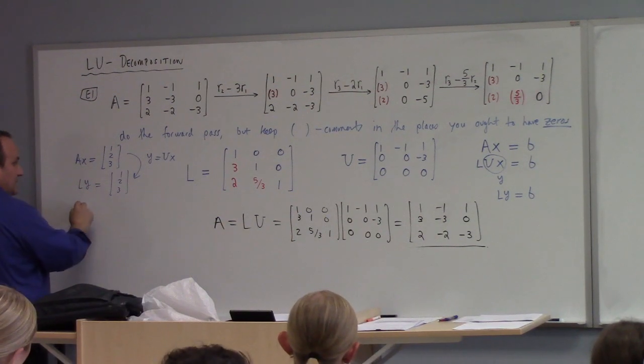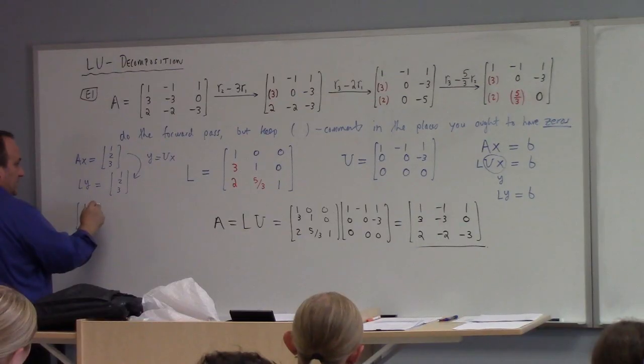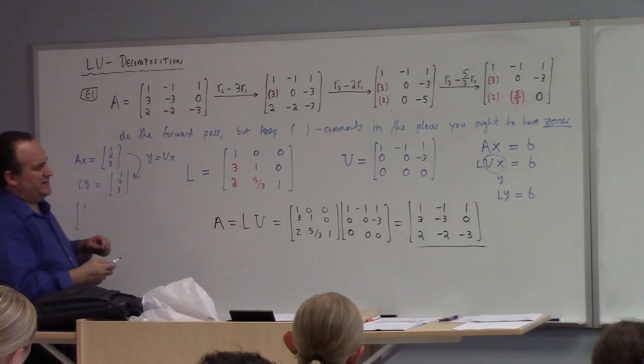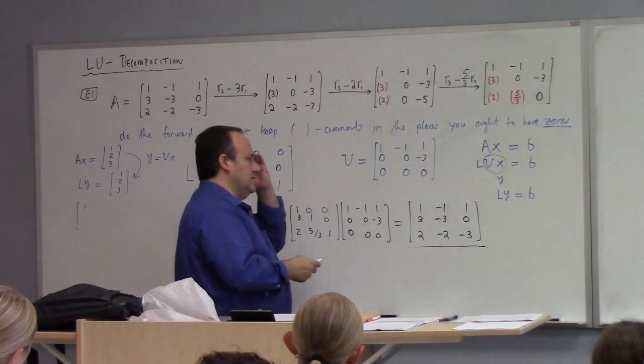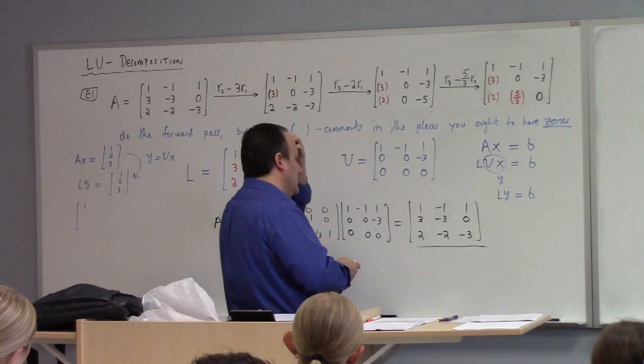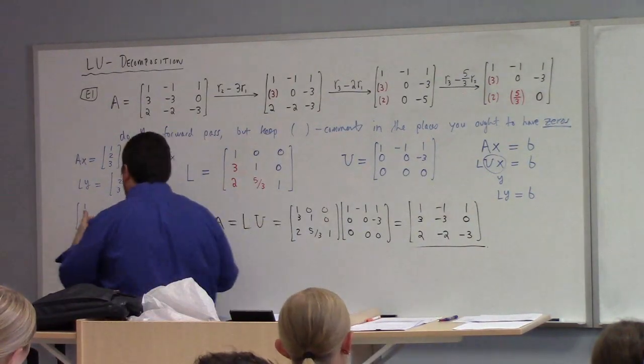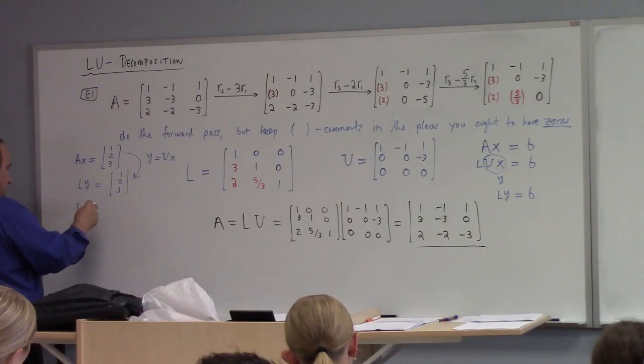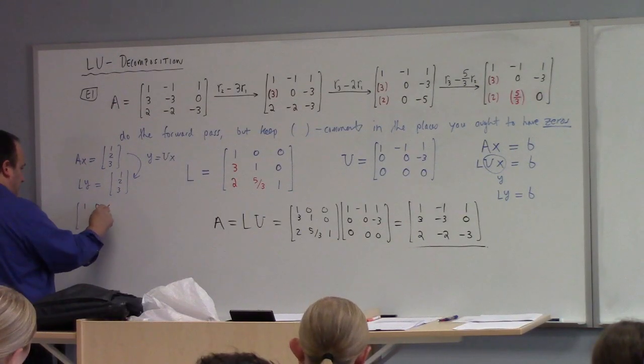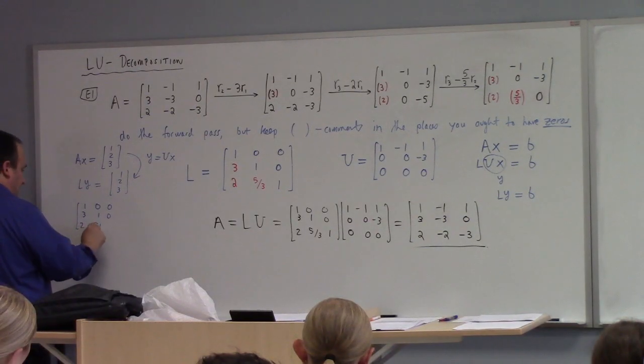L was, or did I? Just a second, guys. Let me not be so fast. Yeah. Okay, so L is 1, 0, 0, 3, 1, 0, 2, 5/3. Can you solve this system?